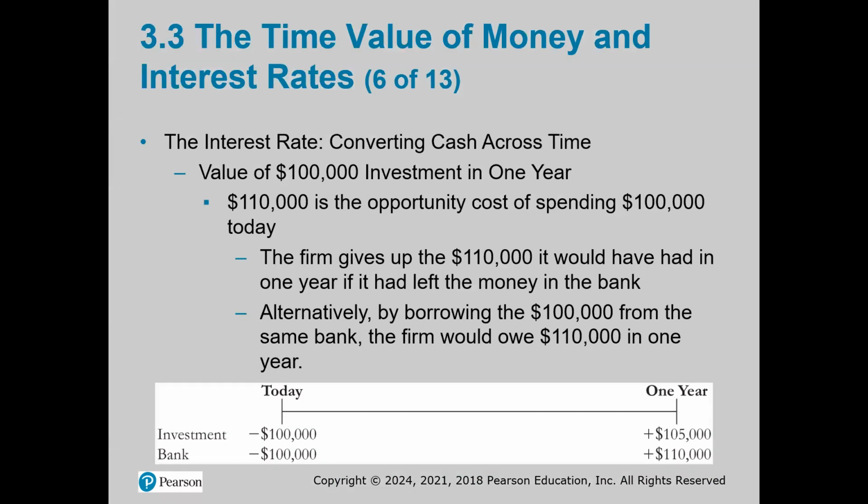In this diagram, you see the interest rate converting cash across time, the value of $100,000 investment in 1 year. $110,000 is the opportunity cost of spending $100,000 today. The firm gives up the $110,000 it would have had in 1 year if it had left the money in the bank. Alternatively, by borrowing the $100,000 from the same bank, the firm would owe $110,000 in 1 year.